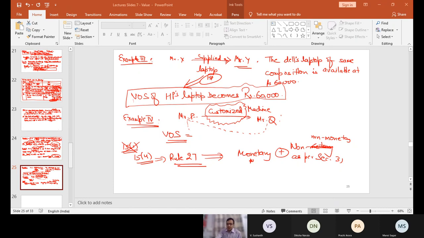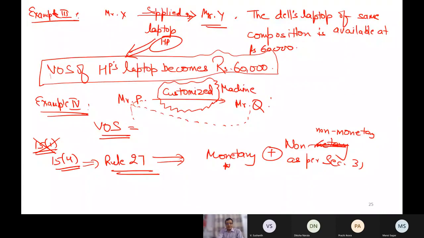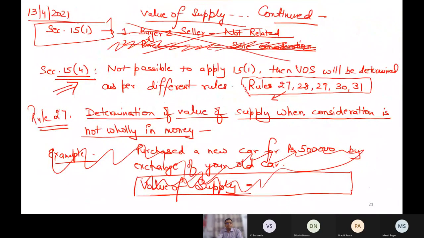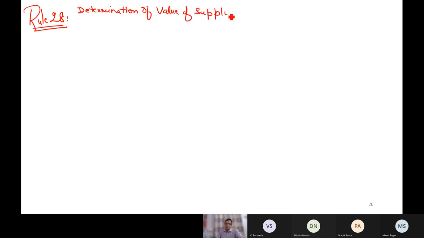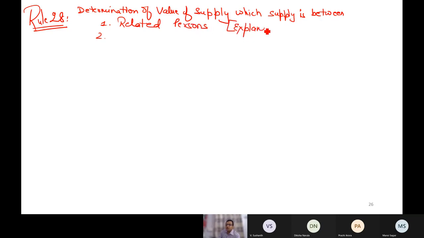Now next, rule 28. Now what does rule 28 say? Determination of value of supply when supply is between related persons. Between whom? Between two people who are either related persons. I hope you remember who are related persons. It was mentioned in the explanation to section 15.